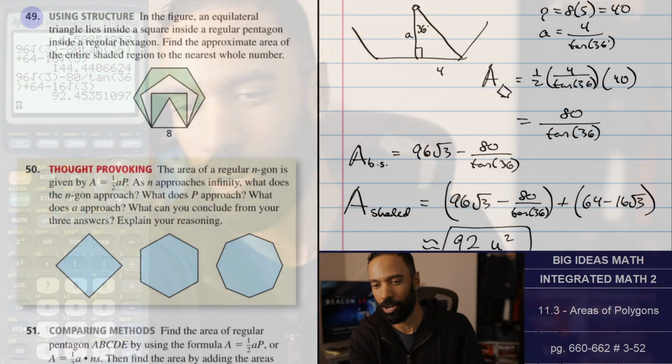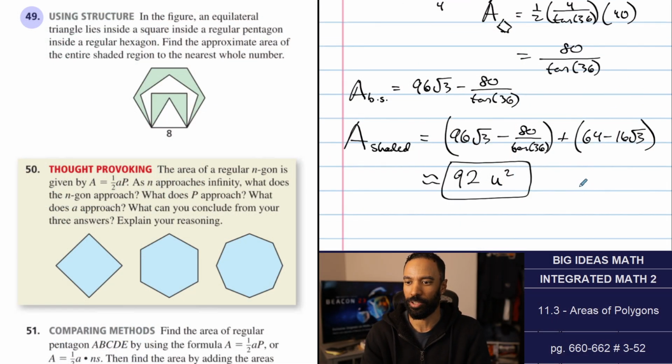Before I continue, I didn't do 80 divided by tangent of 36. So that's going to change the answer, right? So that, boom. All right, so 92.45. I forgot what I had before, 144.44. I'm going to write, nearest whole number, around 92 square units, I believe. So that was one thing I caught before I moved forward. Sometimes that happens when I click on the things fast. I don't think it always registers my hits, so I've got to be careful on that.